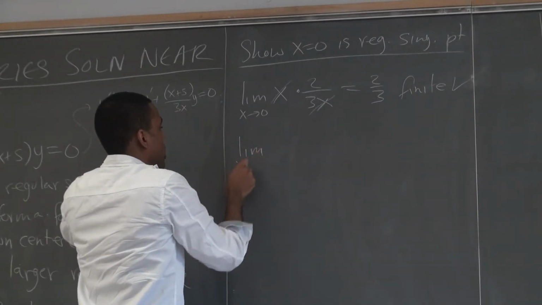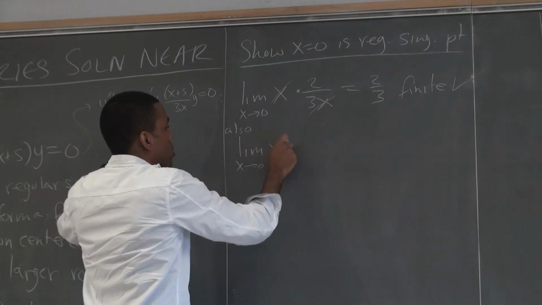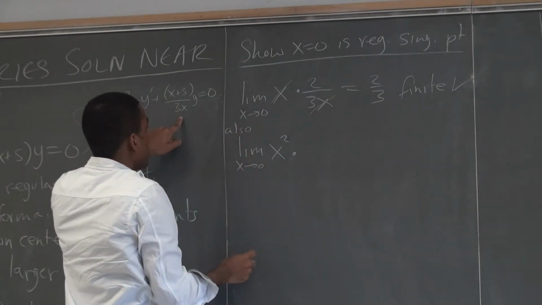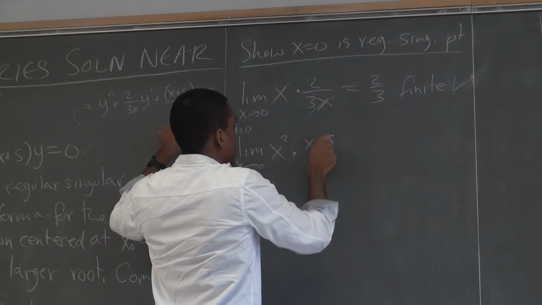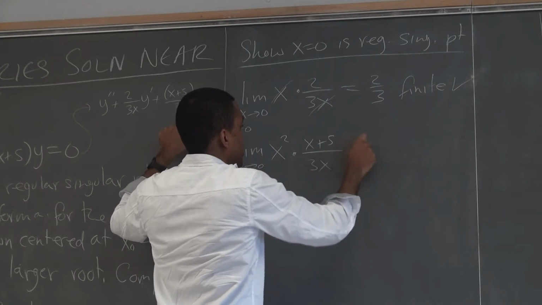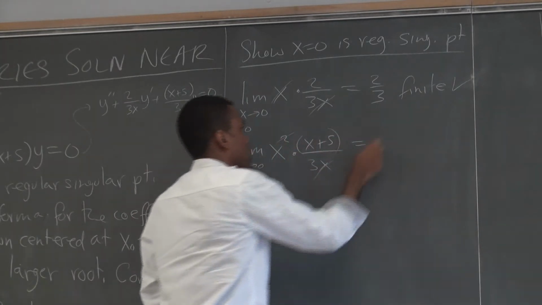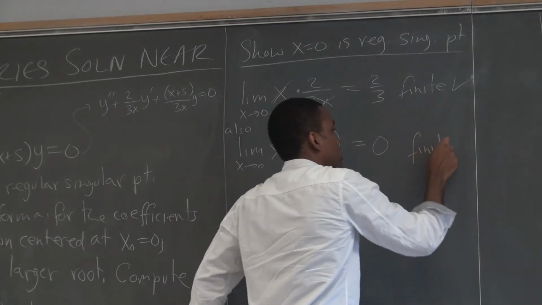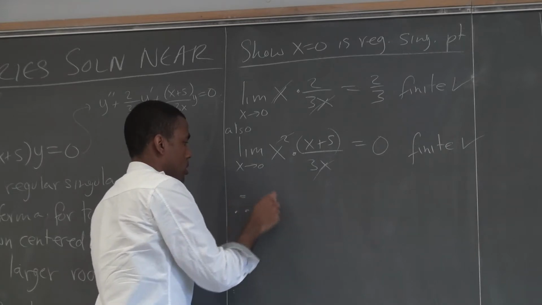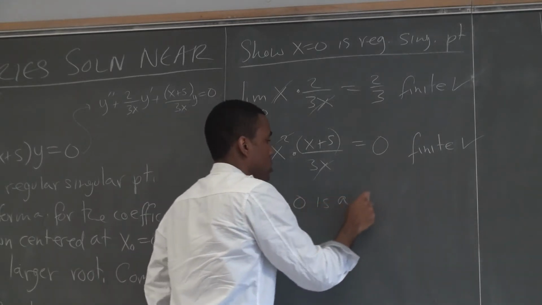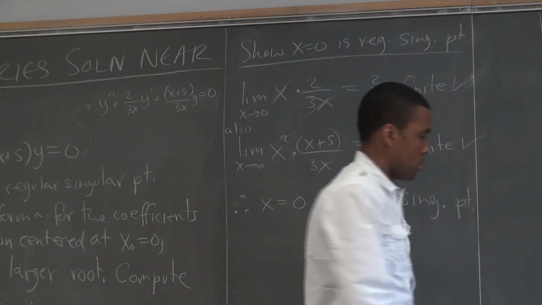You also take x squared times this guy. So you have (x plus 5) over 3x. So this cancels into that. And the answer is 0, which is also finite. Therefore, x equals 0 is a regular singular point. Okay, done.